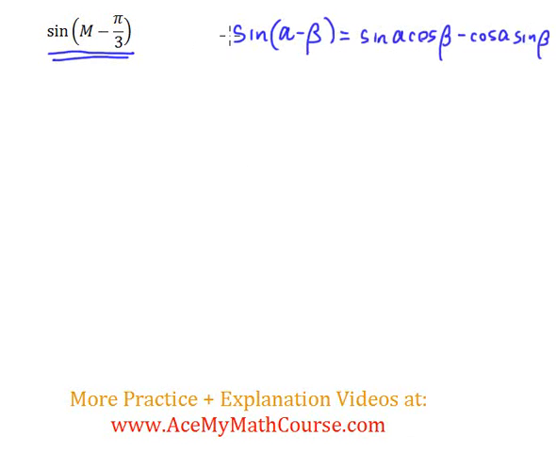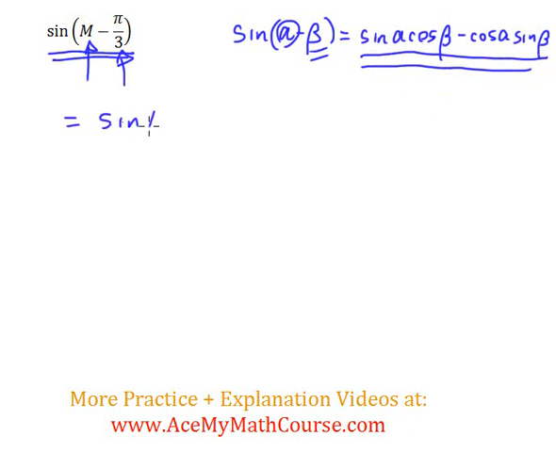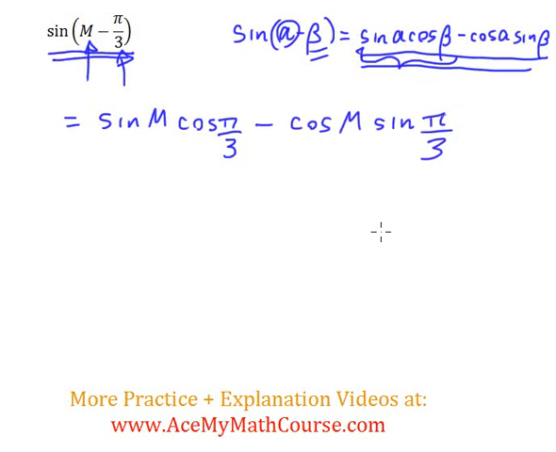Okay, so I can basically make the m alpha and the pi over 3 beta, and then just plug everything into the formula here, into the identity. So we have sine of m cos of pi over 3. I'm just writing this part right now, of course, and plugging in the m and the pi over 3, minus cos of alpha, which in this case is m, times the sine of beta, which is pi over 3 again.